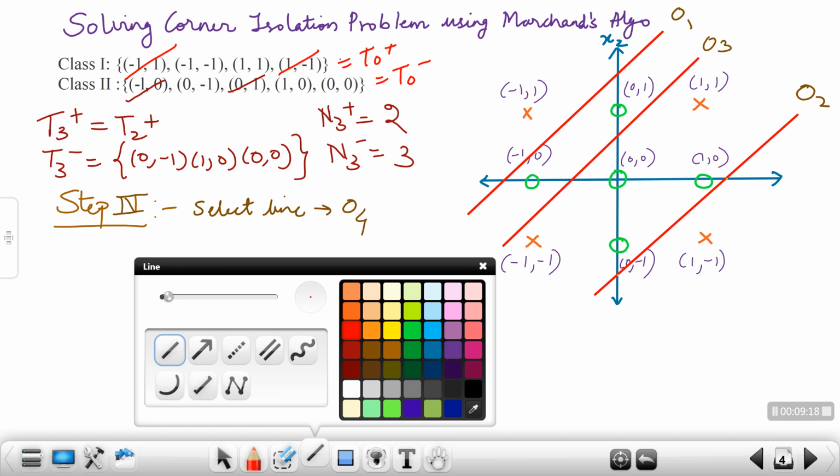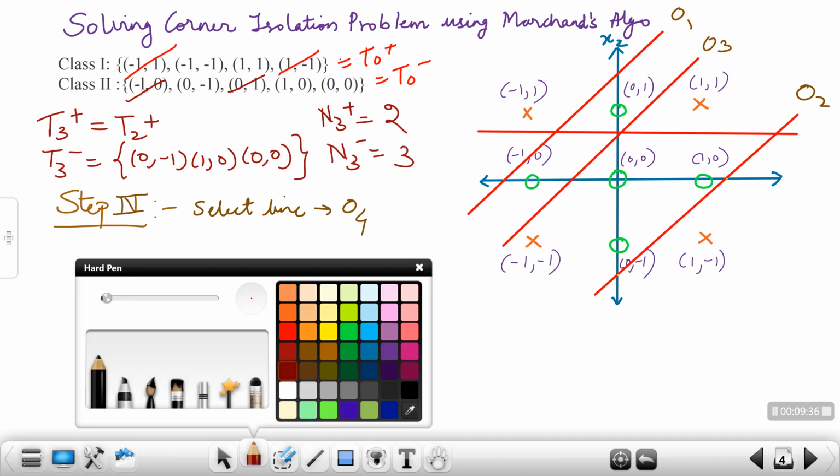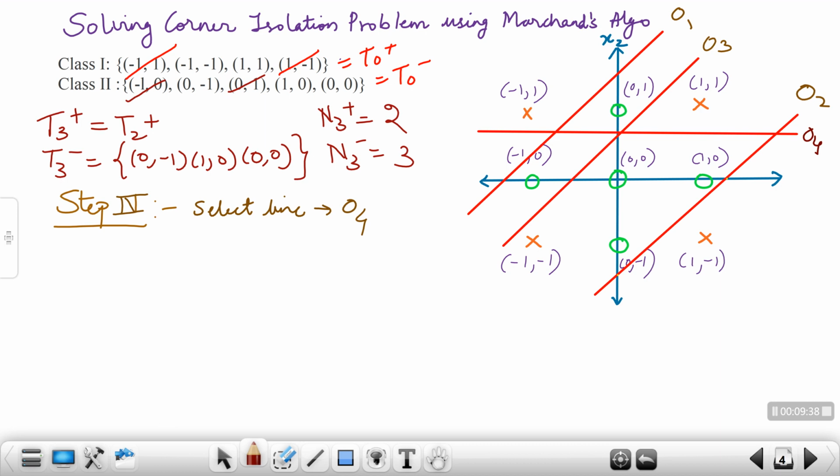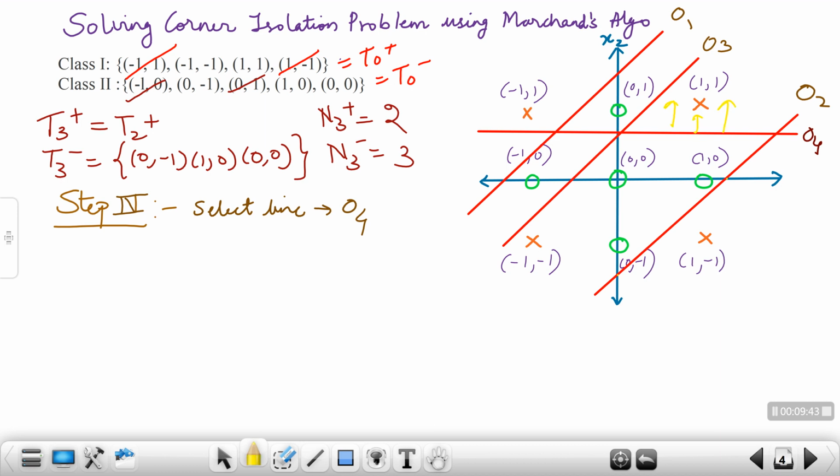Next line I will draw for maybe class 1 patterns only. So I can draw this particular line here, and this line will be named as say O4. So this line is O4. So it classifies which point? It classifies this point which was unclassified here, and these are still not classified. So 4 points are yet to be classified.